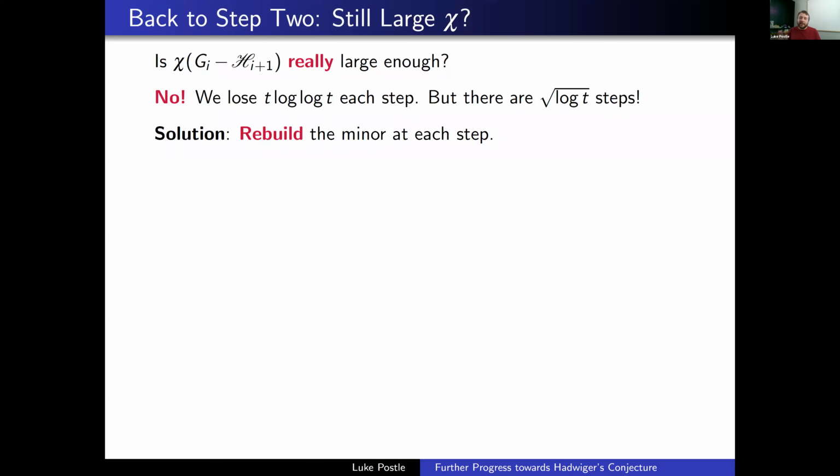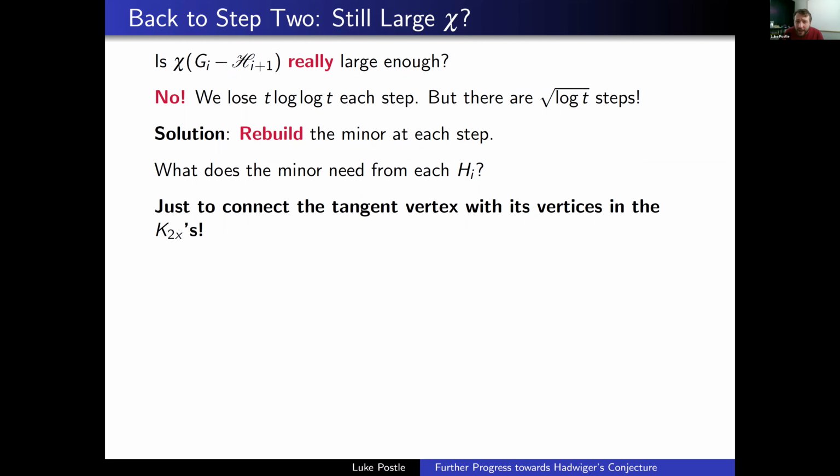But now every time I do that, let me go back and rebuild it to be a little bit smarter, a little bit better. It's a bit wasteful. How do you do that? Well, what does the minor need from each HI? You only need to connect the tangent vertex with all the adjacencies, just the little complete minors. And there are kind of few of them.